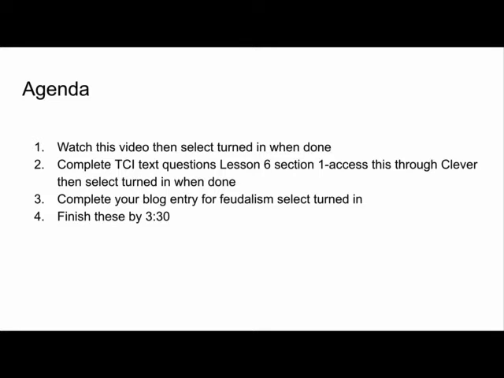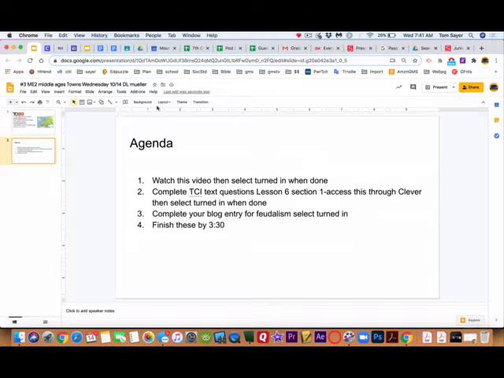Number 2, you're going to complete TCI questions, Lesson 6, Section 1, and you'll get access to these through Clever. And when you're done with those questions, select Done. Then you're going to complete your blog entry for feudalism, which is actually due for a while, but you need to get it done. Please finish these by 3:30. When you're done with your blog, click Turned In. Let me show you how you do these things.